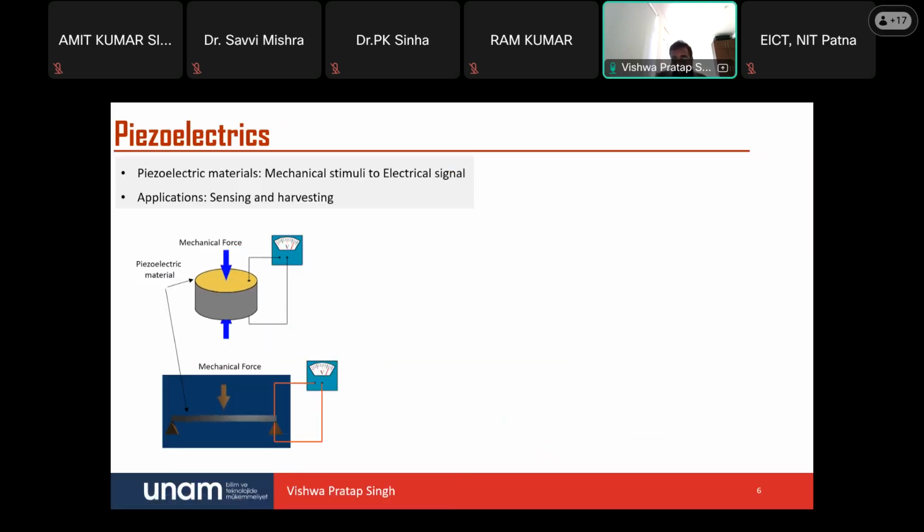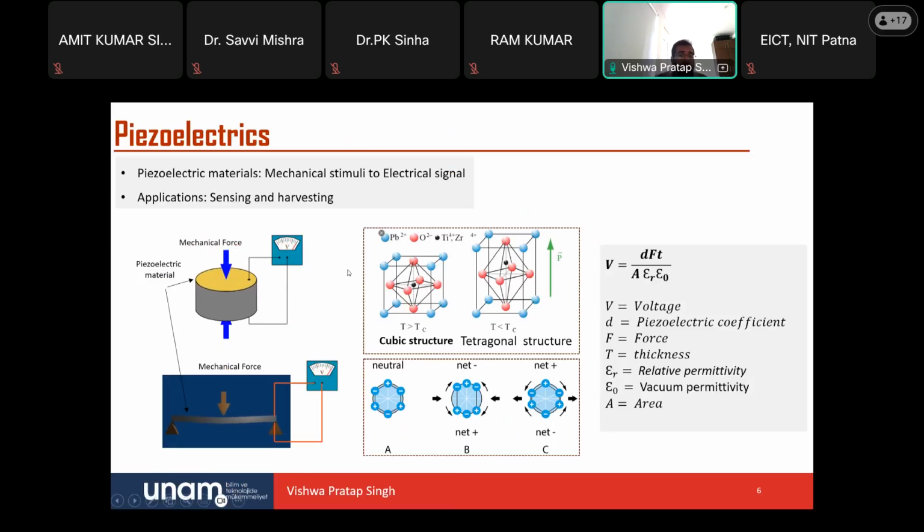In case of piezoelectric, we already know that when you press a particular material with some mechanical force, it generates a voltage. But why is it happening? So we have this basic PZT material, lead titanate. Generally, lead titanate has a tetragonal structure below a particular temperature, and because of this, the titanium ion is not at the center.